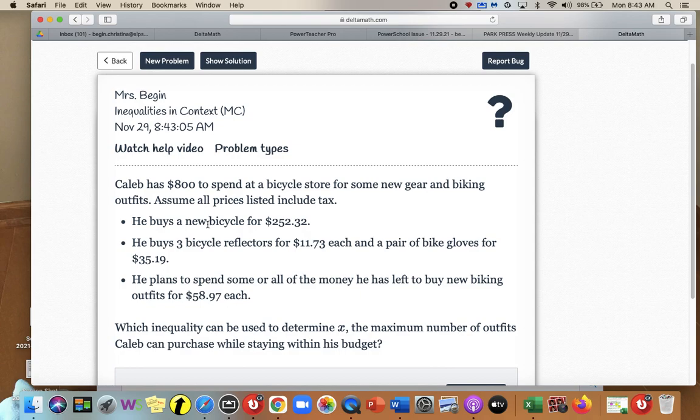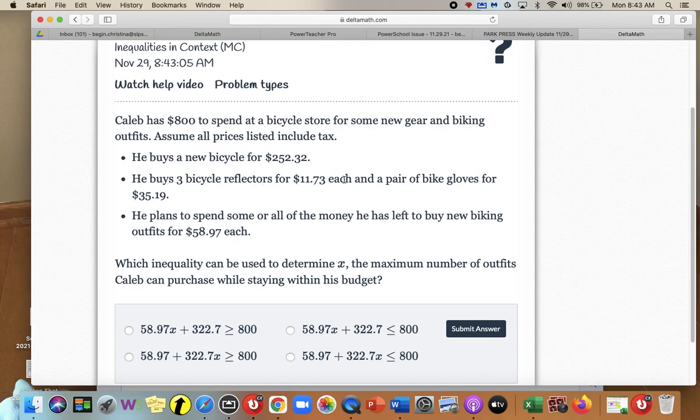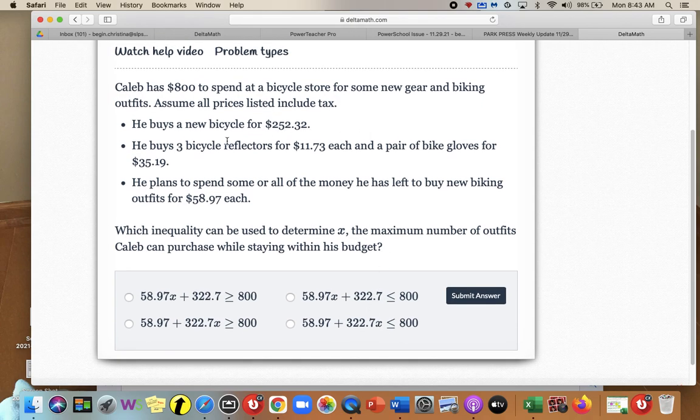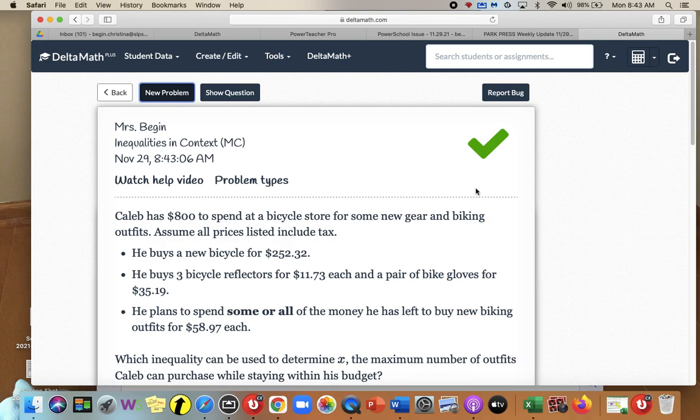Caleb has $800 to spend at a bicycle store. He buys a new bike for this much. He buys 3 bike reflectors for this each and a pair of bike gloves. He plans to spend some or all of the money he has left on new biking outfits. Okay, so the biking outfits is what's changing, and he can only spend $800 total. So what we spend is less than or equal to 800, so we're looking at one of these two. And if we add 252 plus 3 bike reflectors and the bike clothes, that'll be the 322. And then the clothing is what is changing. So it looks like it's going to be this one right here. Okay, so your assignment really is, can you take these words and write an inequality that stands for that situation?